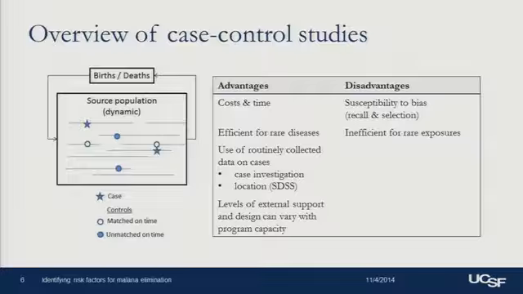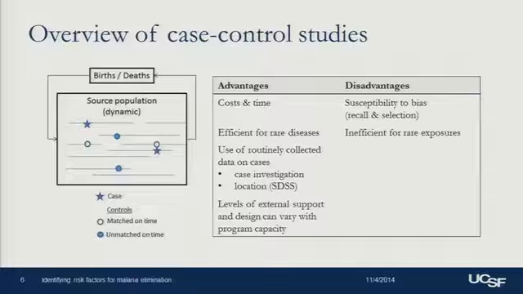Where surveillance systems are strong, the use of routinely collected data on cases can already provide some information. That's half of your case control study there, maybe. And in addition, they're very flexible designs that can vary with the level of external support and program capacity. However, case control studies have a well-documented susceptibility to bias, in particular in terms of the selection of controls and definition of that source population, and also recall biases when assessing exposures.